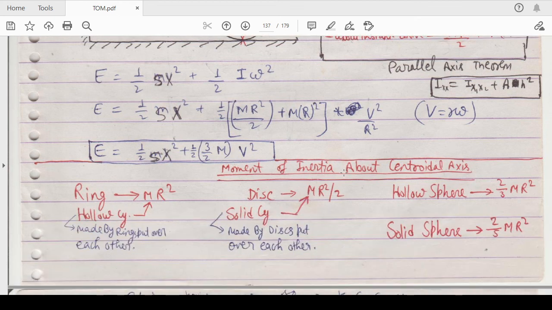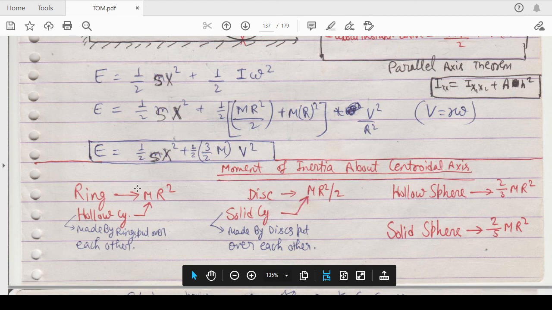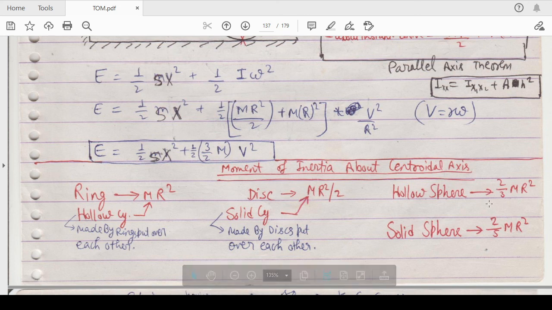Moment of inertia about different centroidal axes: for the ring it is mr square, and for the hollow cylinder the moment of inertia is also mr square. Similarly, for the disc it is mr square by 2, and for the solid cylinder that is also mr square by 2. For a hollow sphere this is 2 by 3 mr square, and for a solid sphere this is 2 by 5 mr square. So in this way you can calculate different kinds of moment of inertia.